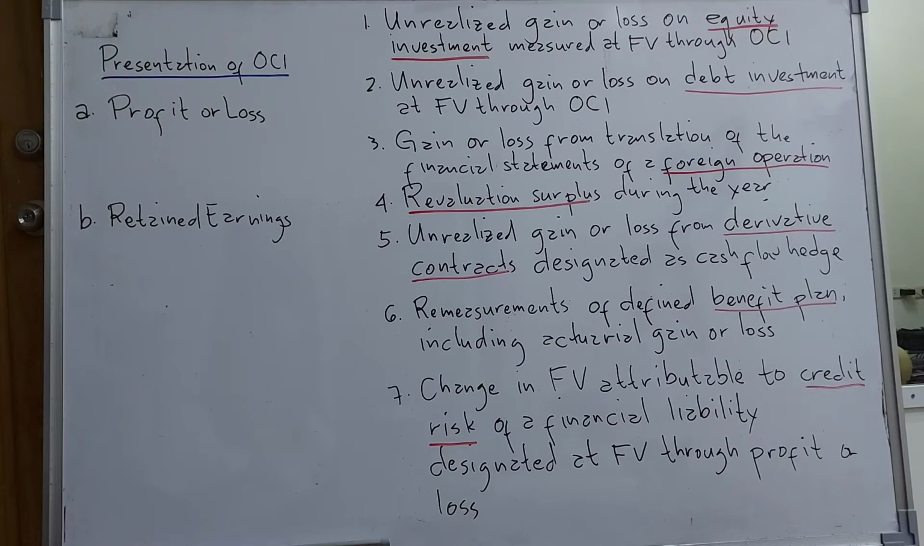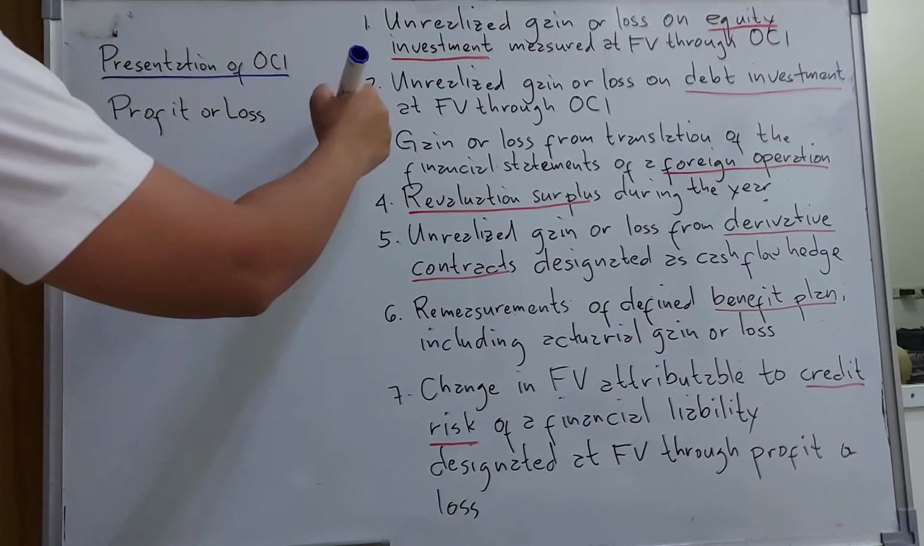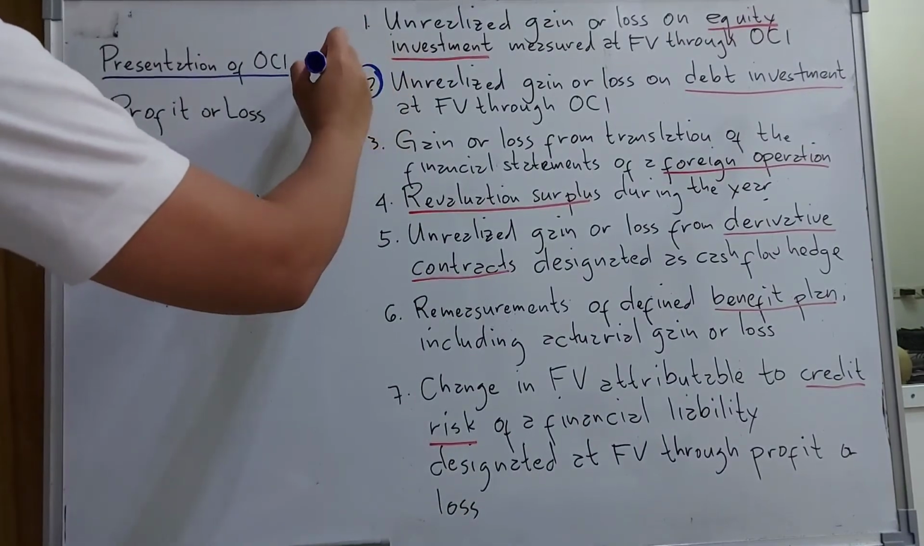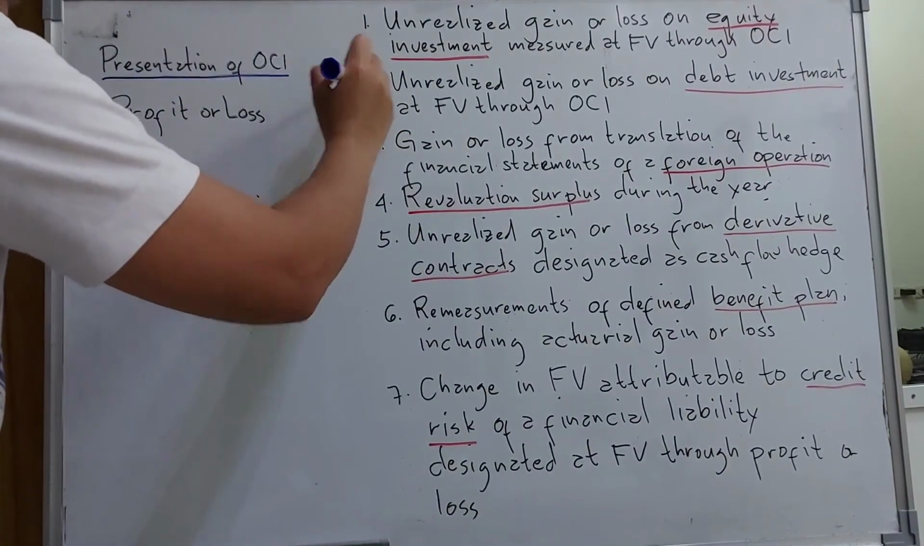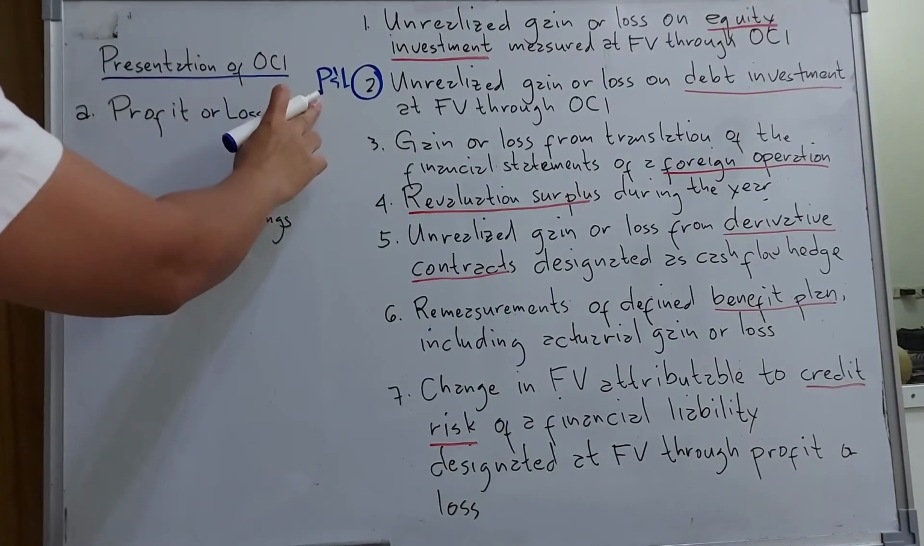So, yung OCI that will be reclassified to profit or loss are unrealized gain or loss on debt investment measured at fair value through other comprehensive income. Then, gain or loss from translating financial statements of a foreign operation. And yung pangatlo, unrealized gain or loss on derivative contracts designated as cash flow hedge. So, ibig sabihin yung tatlo na yon, lagay ko na lang dito, P&L siya. Pag sinabing P&L, profit or loss.